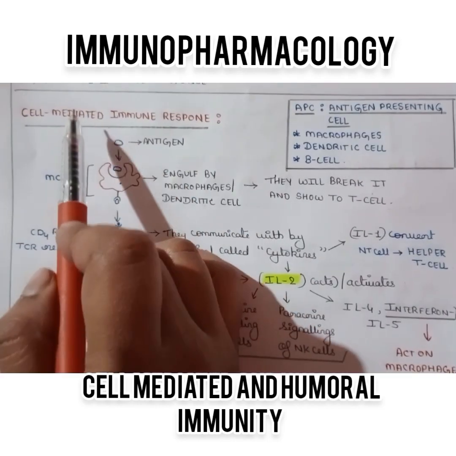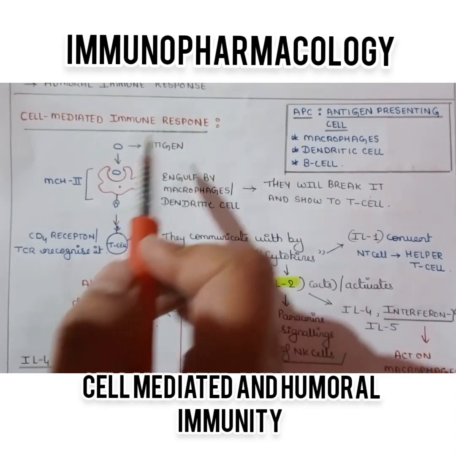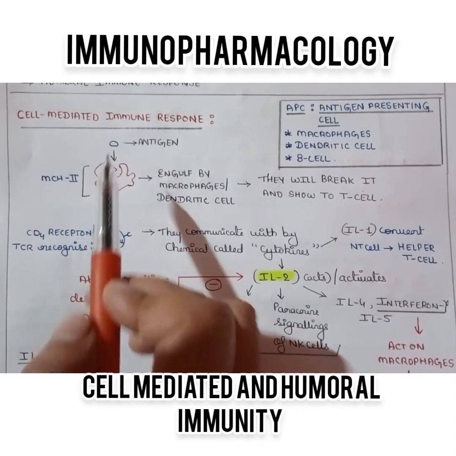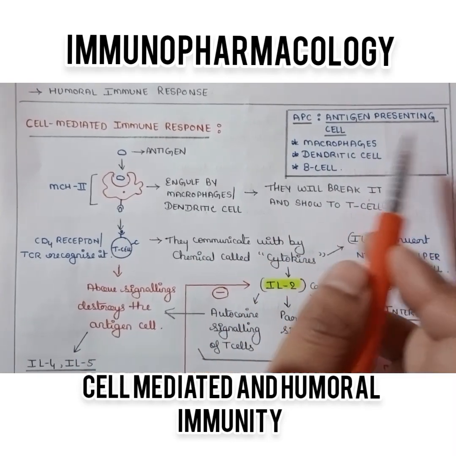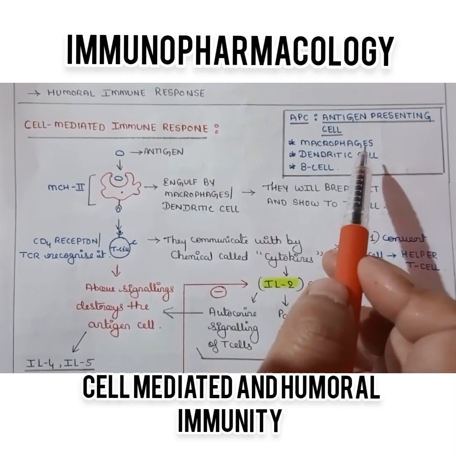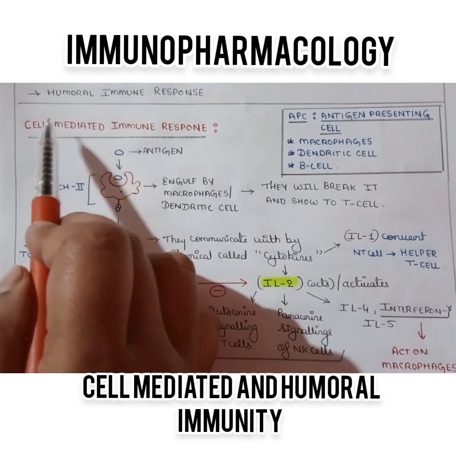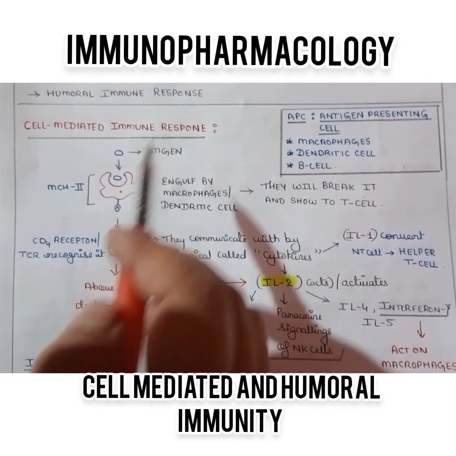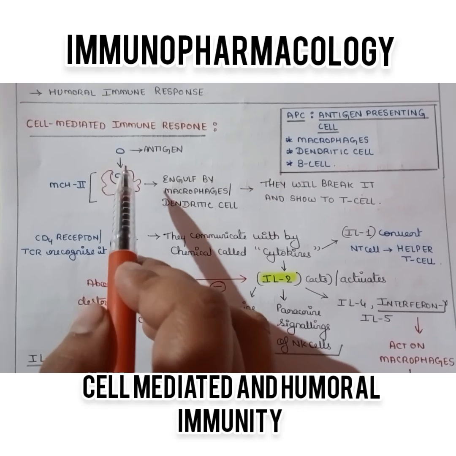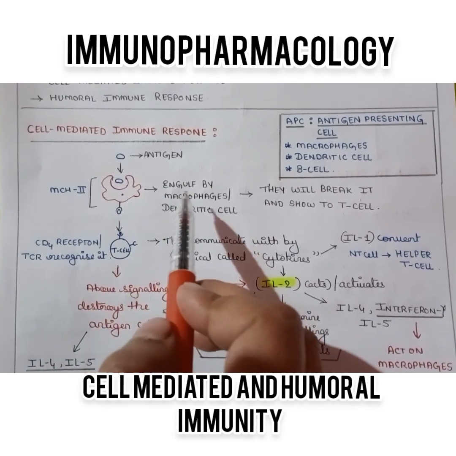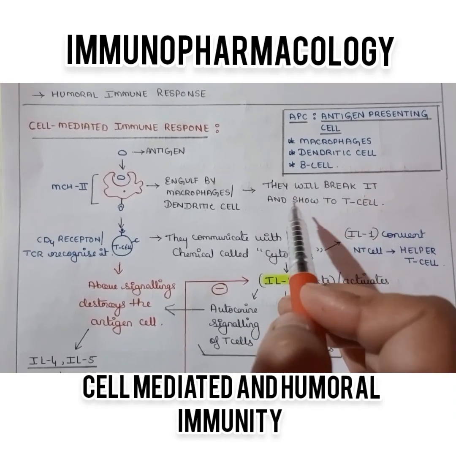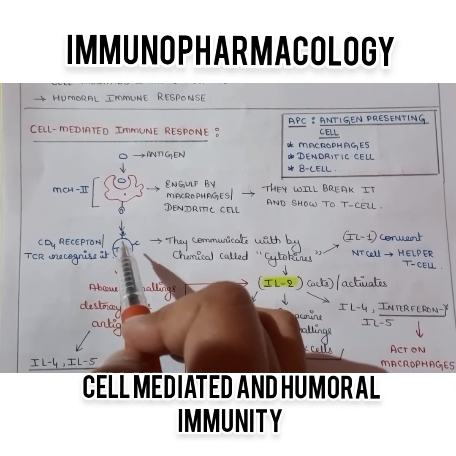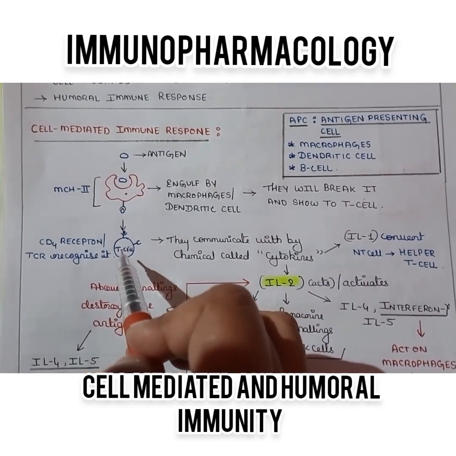Moving on to the cell mediated immune response. This mainly has, suppose, an antigen. Now, there is something called APC, that is antigen presenting cells, which involves macrophages and dendritic cells in case of cell mediated immune response. Now, these macrophages or dendritic cells will engulf the antigen, break it down and show it to the T cell. Here there is a T cell, you can see it is showing to the T cell.